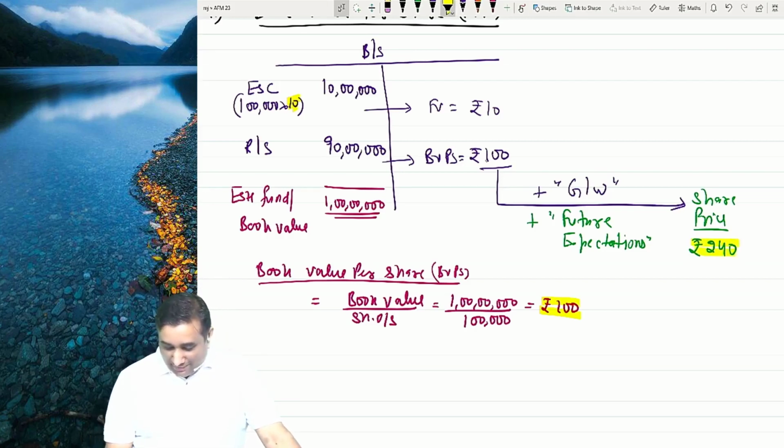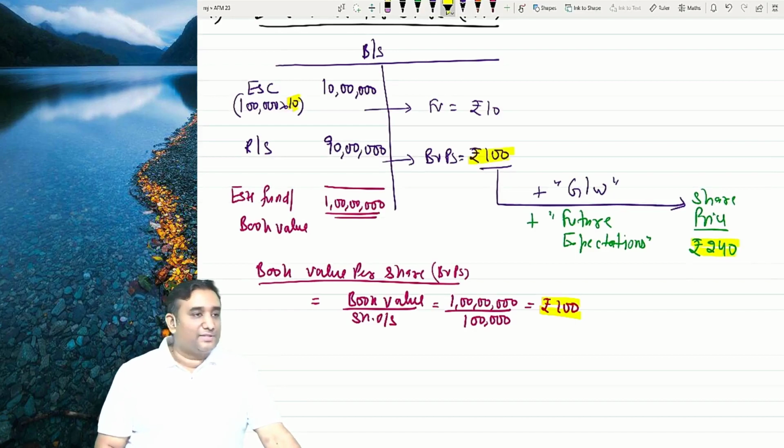Price is 240, book value is 100. I am asking you price by book value ratio, P by B. How much will come? 240 by 100. What is the ratio that comes? 2.4. If it is more than 1, you know what it means? Price is higher than the book value. If that gap is high, let's suppose 2.4, 4, 5, 6, it means future expectation is very, very high.